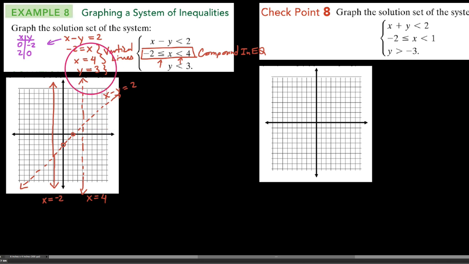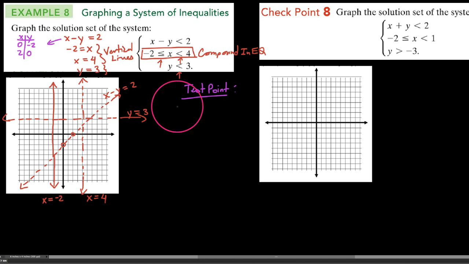So last but not least, we say y equals 3. This would be a horizontal line at a height of 3, and because this is just less than, we're going to draw a dashed line that is horizontal at a height of 3. And so we get this right here, and the reason why we had been labeling all of these is because now we're going to go back and test points on all of them to see which way we should shade.